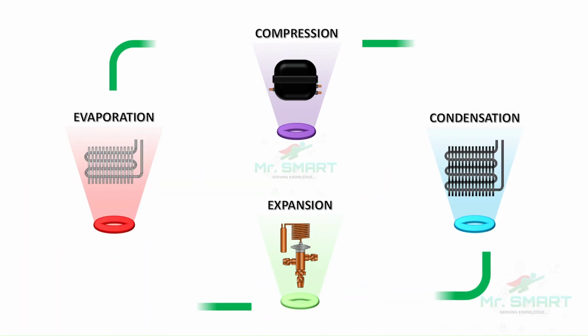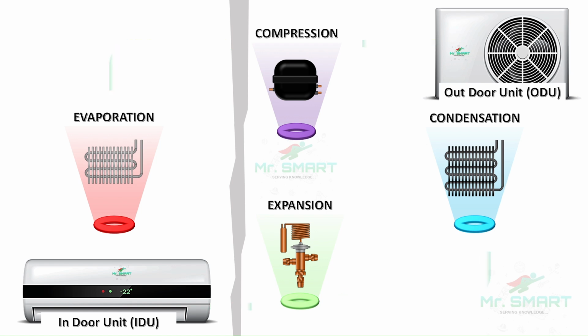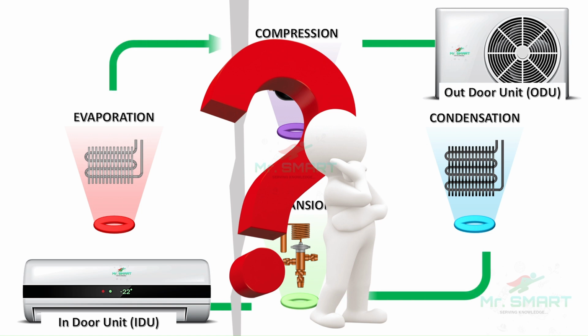In a split air conditioner, the cooling process is split and done with the help of two different units: the indoor unit or IDU, and the outdoor unit or ODU. That's the reason why these types of ACs are called split ACs. But why split them up?